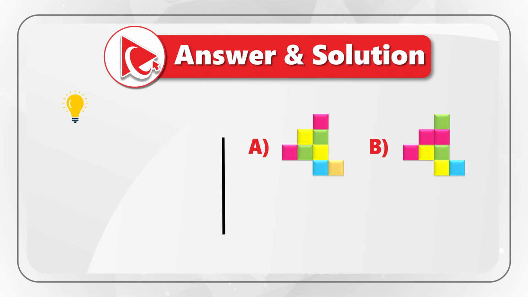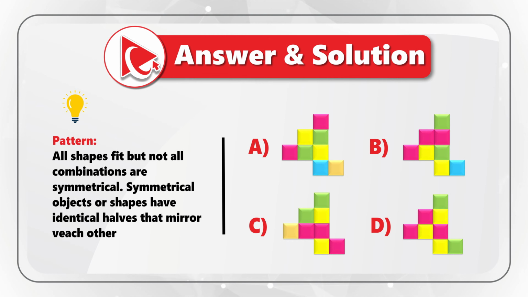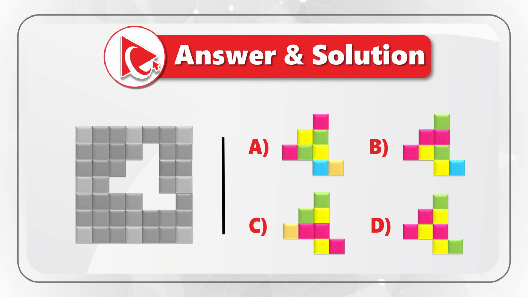What's interesting about this question is that all objects will fit into the gap, but not all combinations are symmetrical. Let me demonstrate this. Let's try choice A. As you can see, it fits perfectly. Let's try choices B, C, and D, and as you can see, they all fit into the gap.